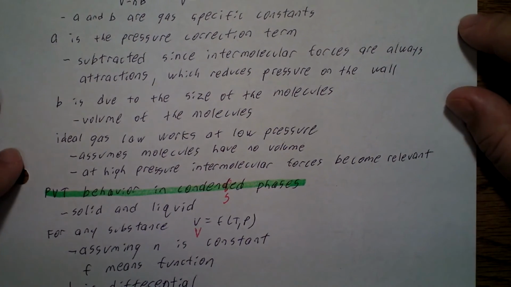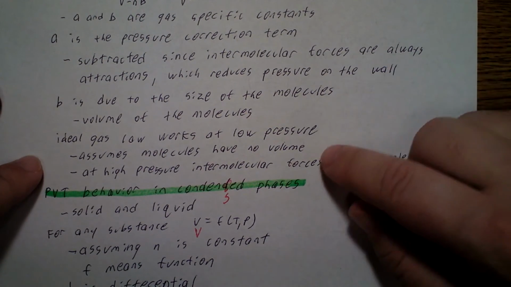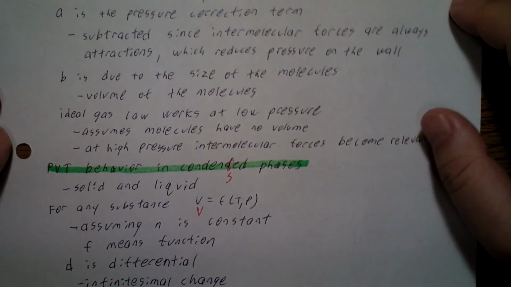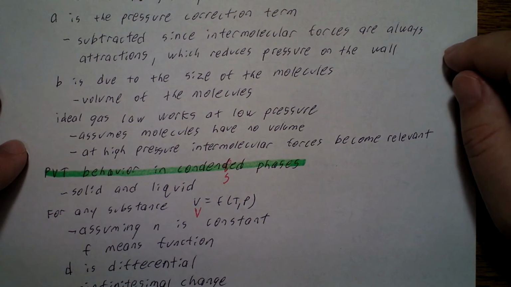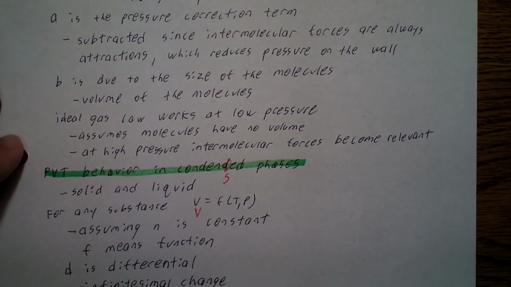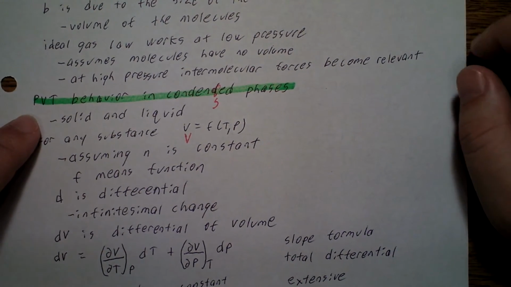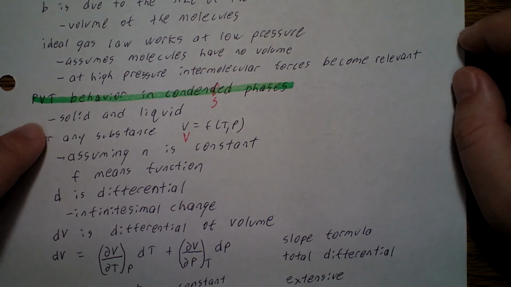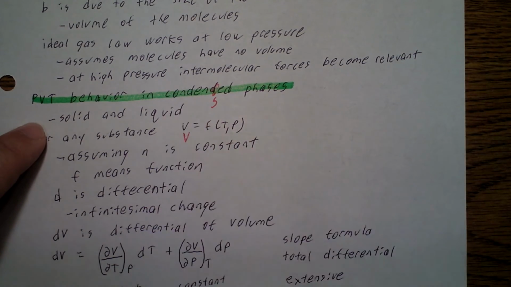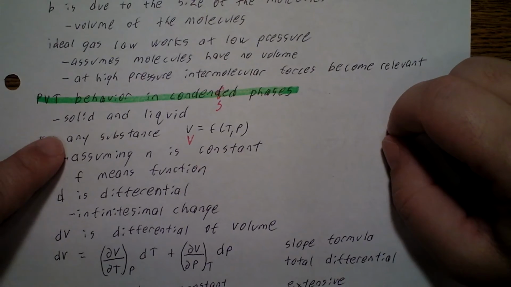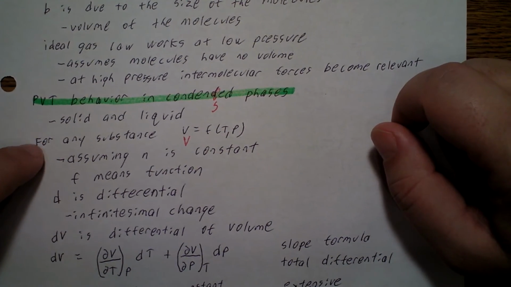Now, like I said, the ideal gas law works at low pressure because it assumes the molecules have no volume, but at high pressure, intermolecular forces become relevant. Now let's talk about pressure, volume, and temperature behavior in the condensed phases. I spelled condensed wrong, but anyway. Now remember, the condensed phases are solid and liquid.